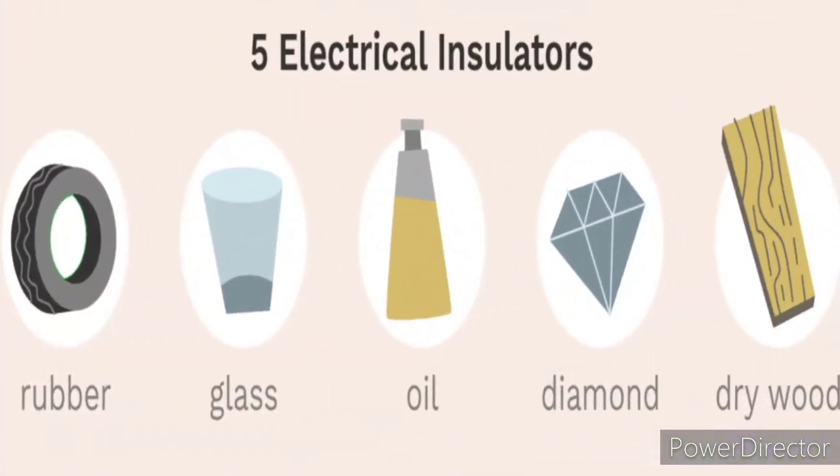So, can you see the picture? This is a rubber, and a rubber is a good insulator. What about glass? Your glass cup is also a good insulator. What about oil, diamond, dry wood? I only said dry wood and not wet wood. Water is a good conductor, and so if your wood is wet, electricity will pass through it. So dry wood is a good insulator.